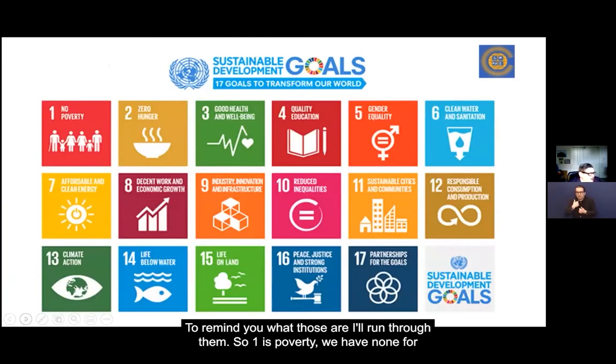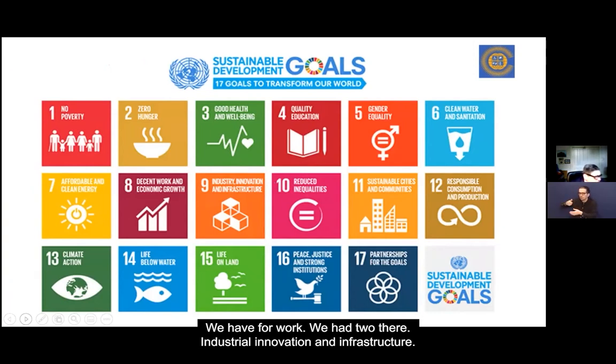So 1 is poverty. We have none for hunger, none for health. 4 is equality of education. None for gender, except for that one under cities, which is gender-based violence, but nothing else. None for clean water and sanitation. None for affordable and clean energy. We have for work, we had 2 there. Industrial innovation and infrastructure, we have nothing there. We have the reduced inequalities, and we have sustainable cities. We have nothing for responsible consumption production, climate action.